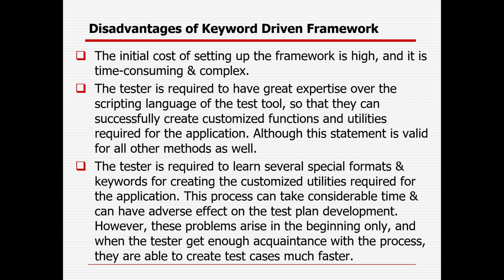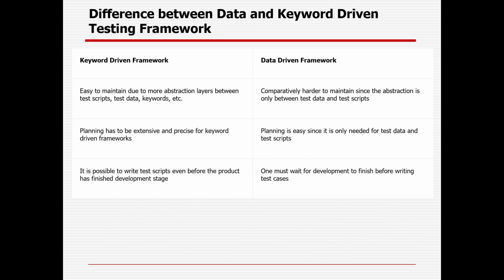Sometimes questions will come. As of now you have already learned about the data driven approach and the keyword driven approach, so what is the basic difference between them? Keyword driven is easy to maintain due to more abstraction layers between test script, test data and keyword. Data driven is comparatively harder to maintain since the abstraction is only between the test data and test script. Planning has to be extensive and precise for the keyword driven framework, whereas planning is easy for data driven since it is only needed for the test data and the test script.